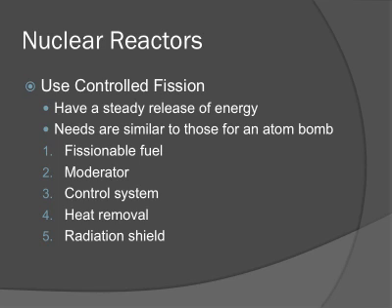We need some sort of way to remove the heat because these reactions release a lot of energy. If it keeps getting hotter and hotter, it makes the reaction go faster and faster, kind of like a chain reaction. And then last but not least, we need some sort of radiation shield because nobody wants to be exposed to radiation. So let's talk about each one of these individually.